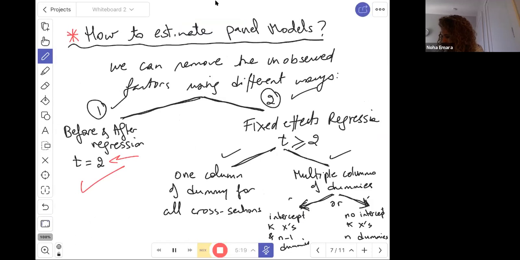So I usually go with fixed effects, and you find this more common because the higher the number of observations, the more accurate is your estimation.